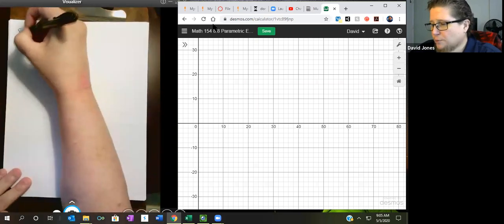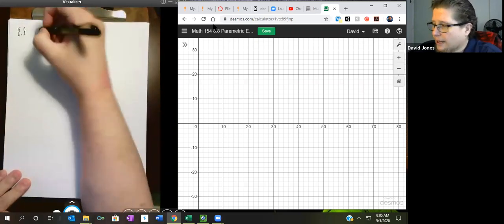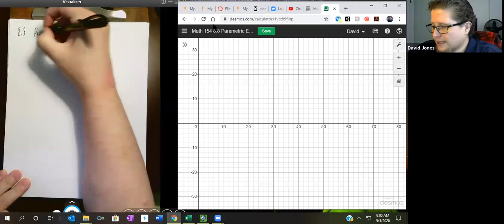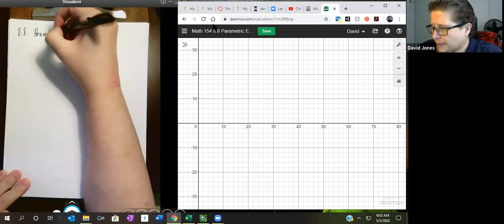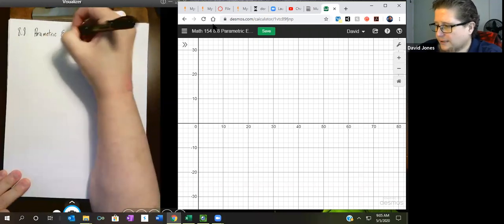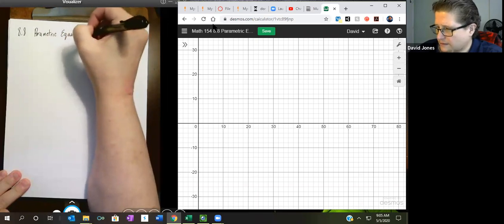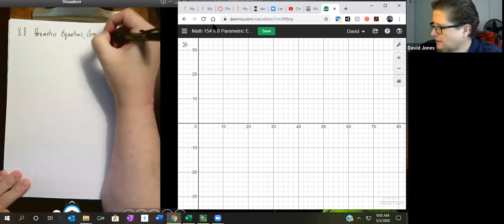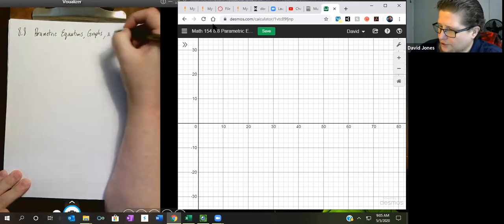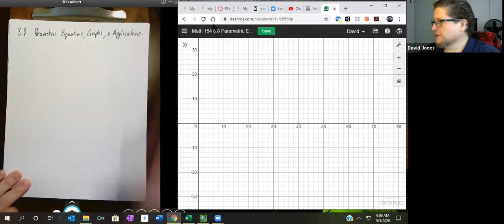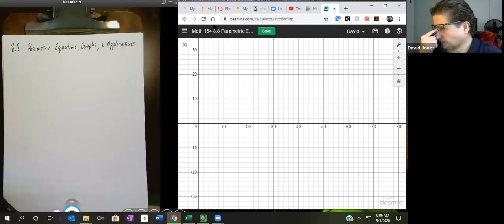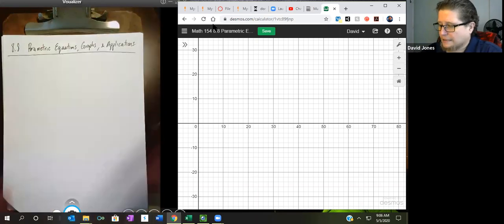This is section 8.8, and as I was saying, parametric equations, graphs, and applications. A lot of applications are physics-based, but I'm sure there's others. So let's just start you off with some definitions.